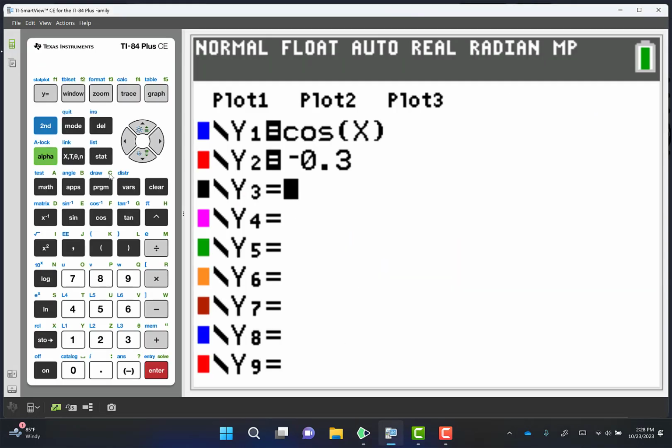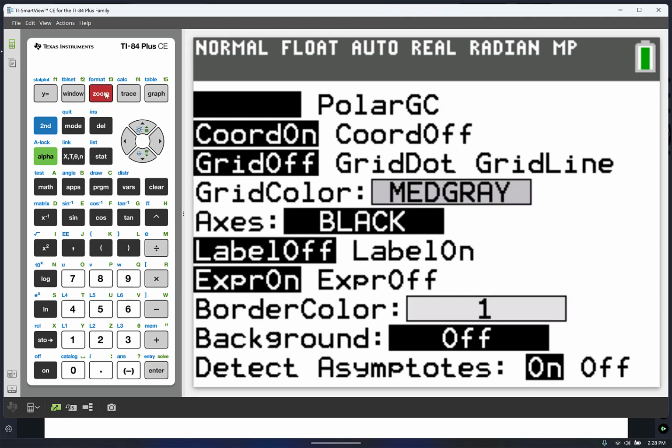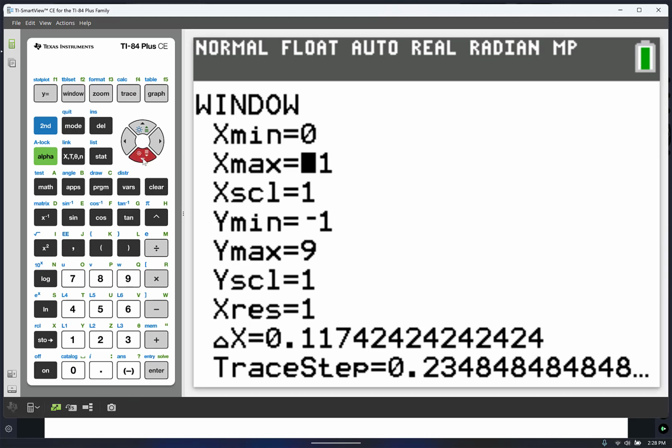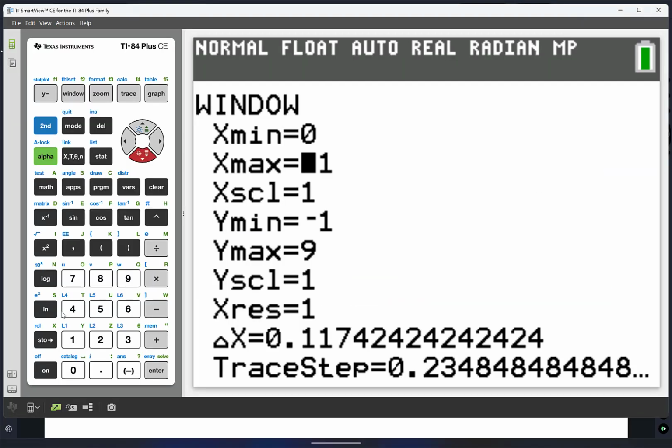So here's what I'm going to do on my calculator. I'm going to click on the zoom. I'm going to click on second format. Nope, not format. Window. Click on window. Your x min, I'm going to put 0. X max, what was my biggest one? 14, so I'm going to put 15. No, I'm going to put 16.